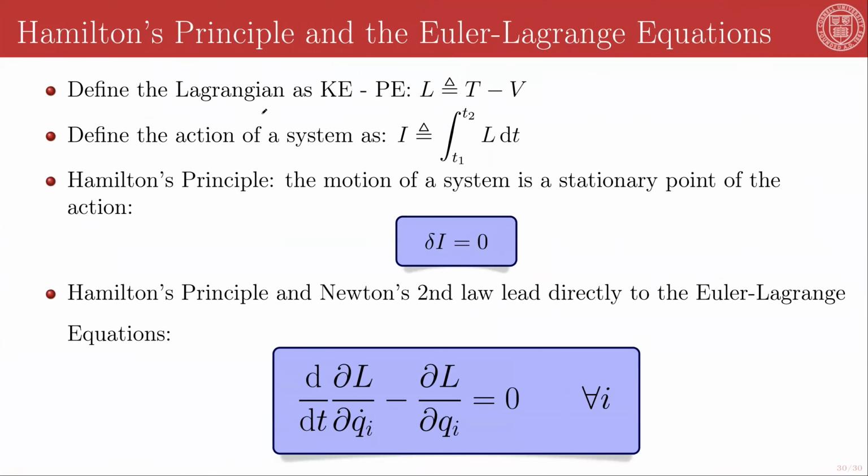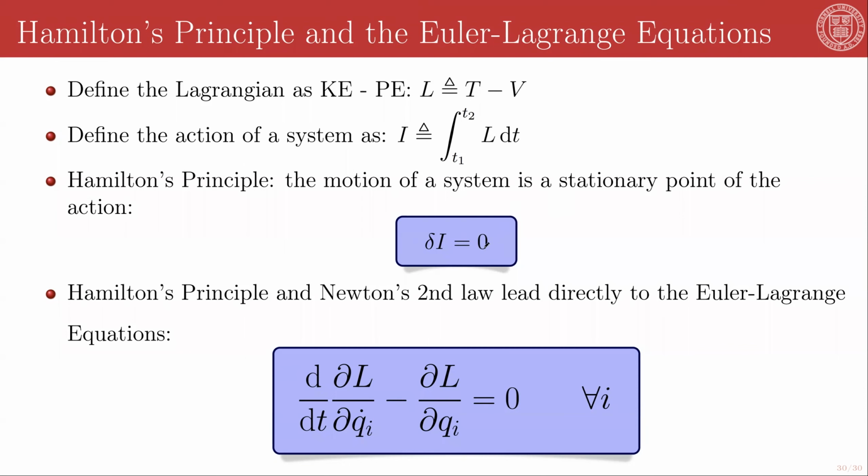So we're going to start by defining the Lagrangian of a system as the difference between the kinetic and potential energy of the system. So the Lagrangian L is defined as the kinetic energy minus the potential energy. And we are going to define the action of a system as the integral between times t1 and t2 of the Lagrangian. Hamilton's principle states that the motion of a system is a stationary point of the action. And what that means is that the variation in the action is zero. It is a critical point. It is a stationary point of the system.